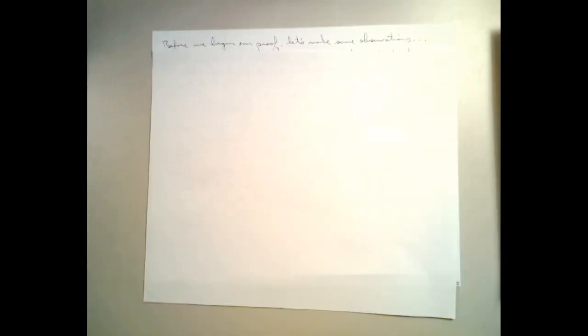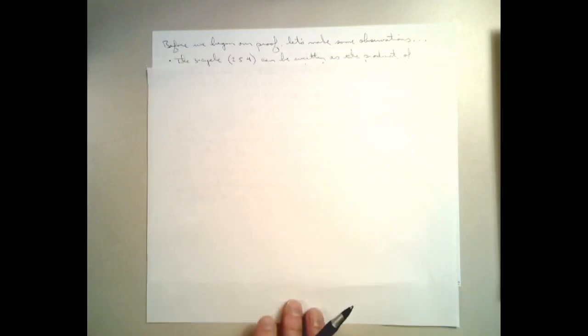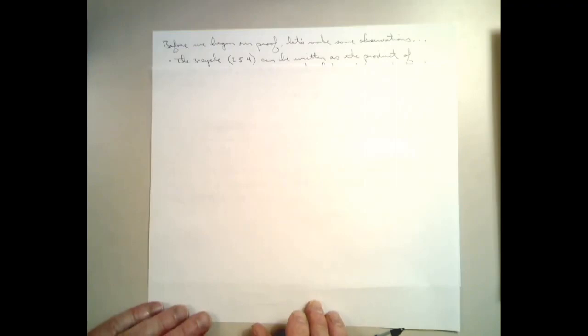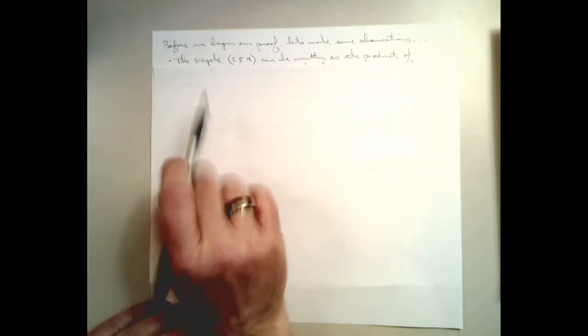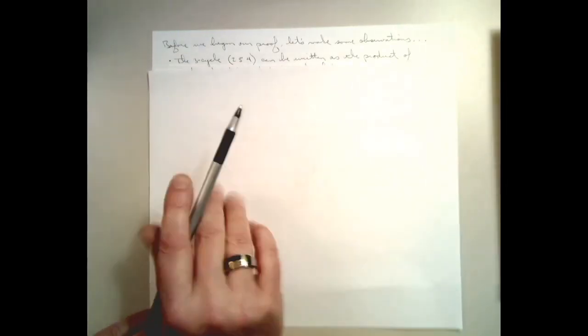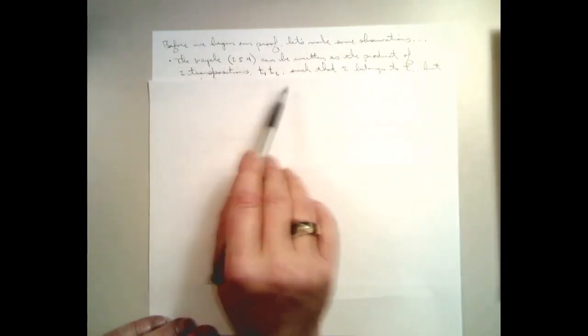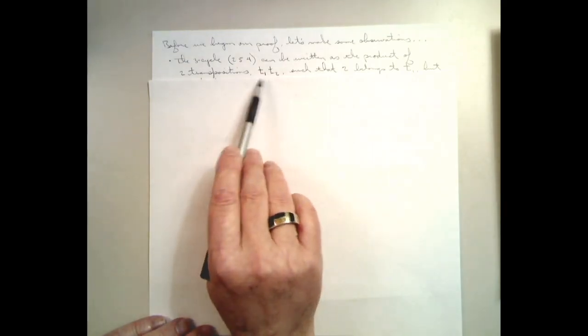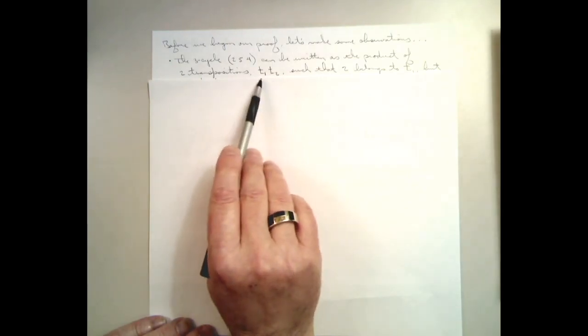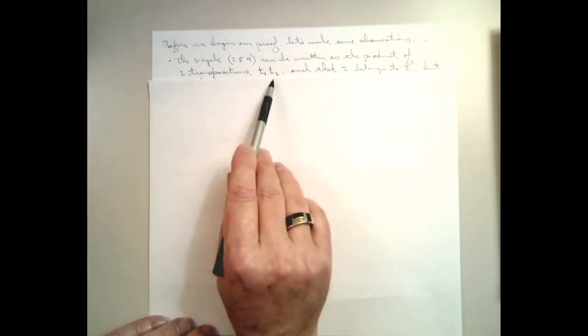Okay, but before we begin this proof, I want to make a few observations. First of all, I want to observe that the 3-cycle, we're going to use (2 5 4). It's not really important what that 3-cycle is that we're working with, but we're going to observe that (2 5 4) can be written as the product of 2 transpositions, T1, T2. I'm abbreviating the transpositions here with just symbols. So T1 is some transposition, T2 is some transposition.